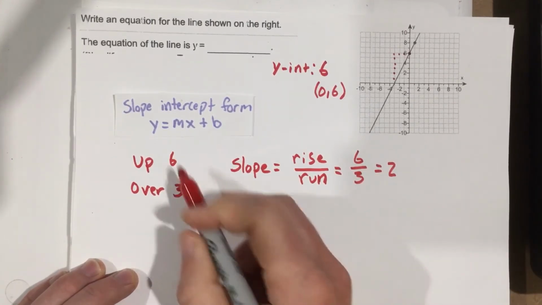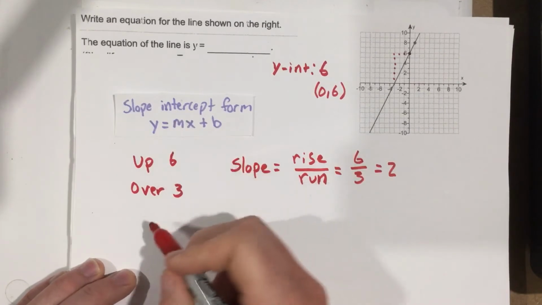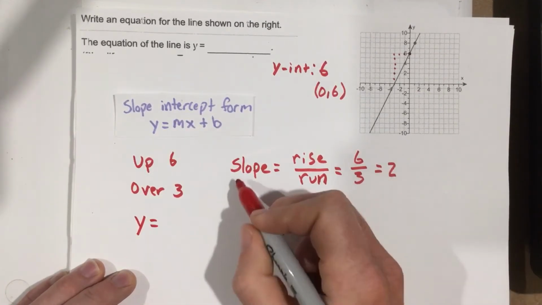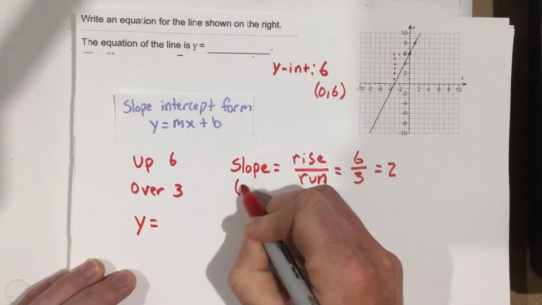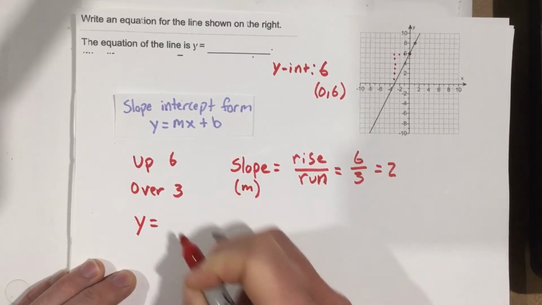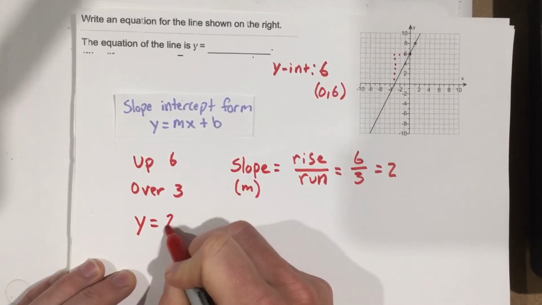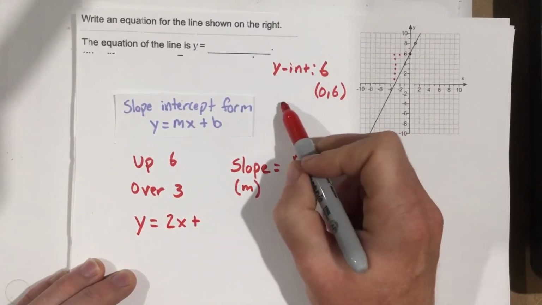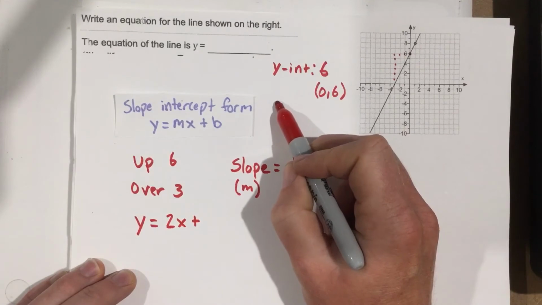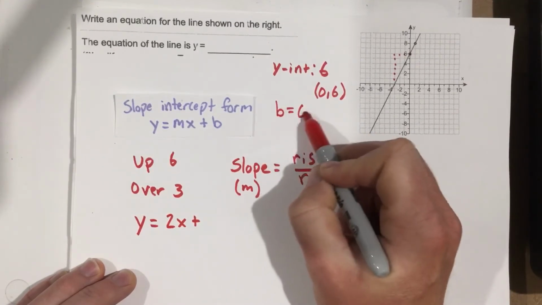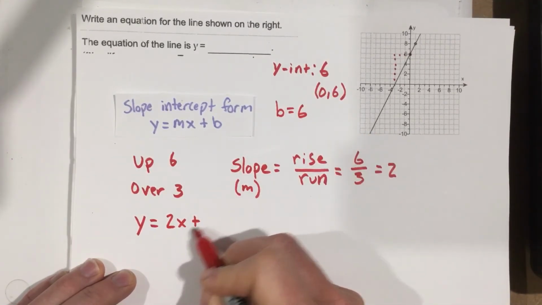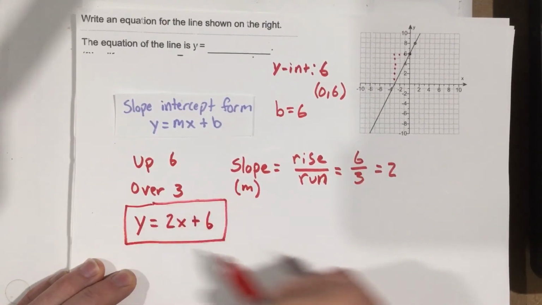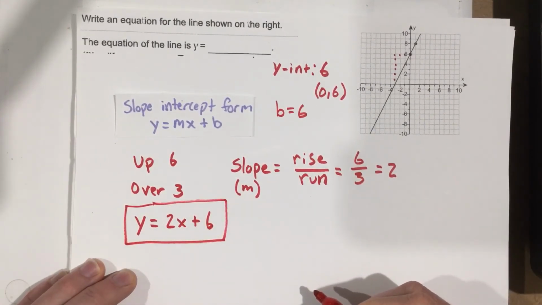So I can say that my equation for the line is y equals, this is my slope, and m is the slope in the equation. So I can say y equals 2x plus, and the y-intercept is b in our equation, so b equals 6. So y equals 2x plus 6, and that's the equation for our line in slope-intercept form.